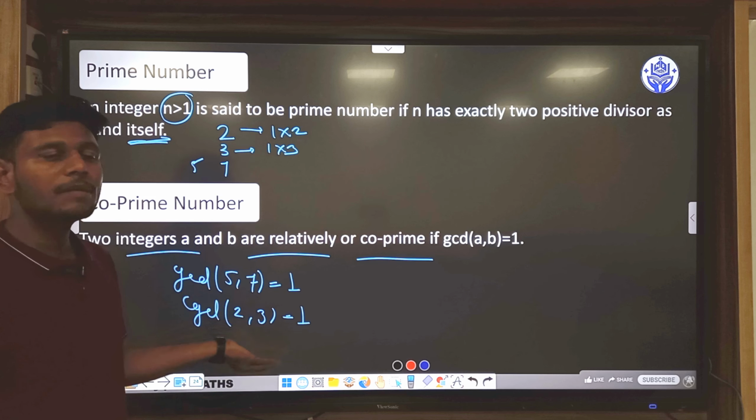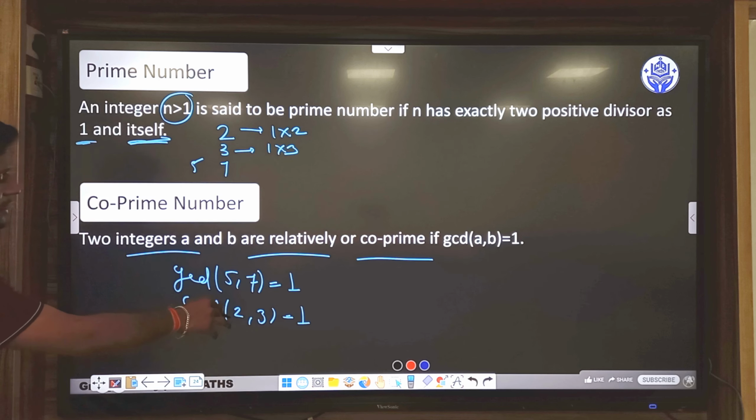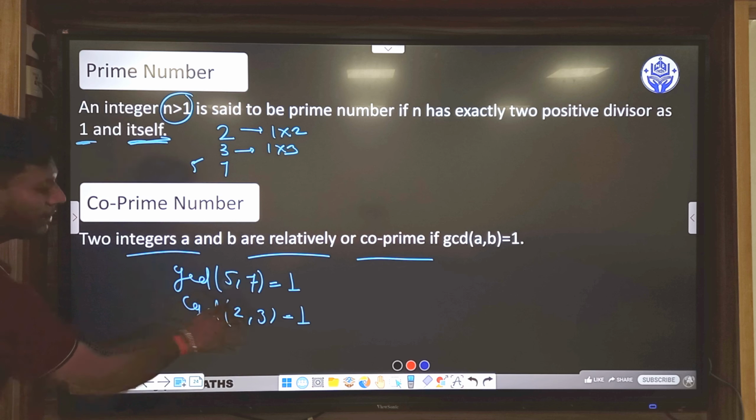This is a relatively prime pair. You can take 2 and 7, or 5 and 3; these are also relatively prime numbers.